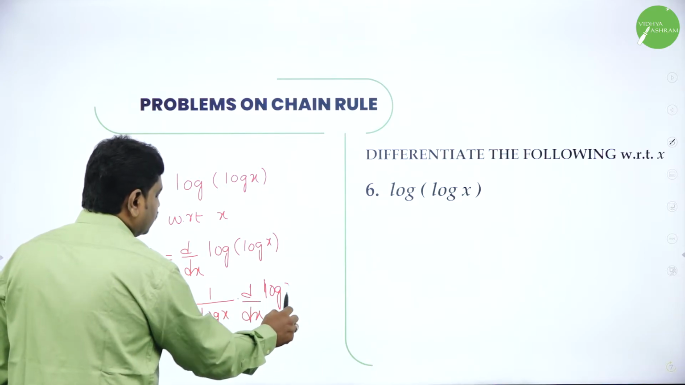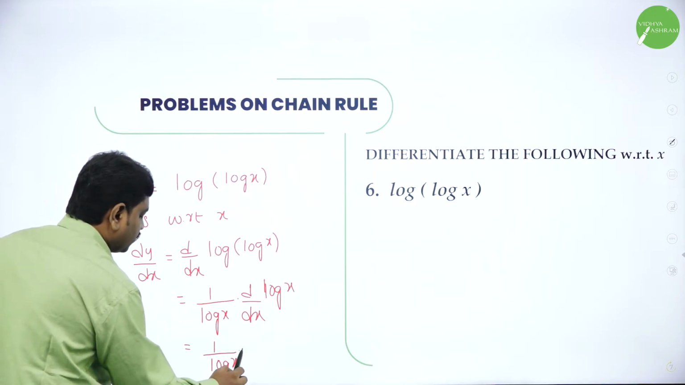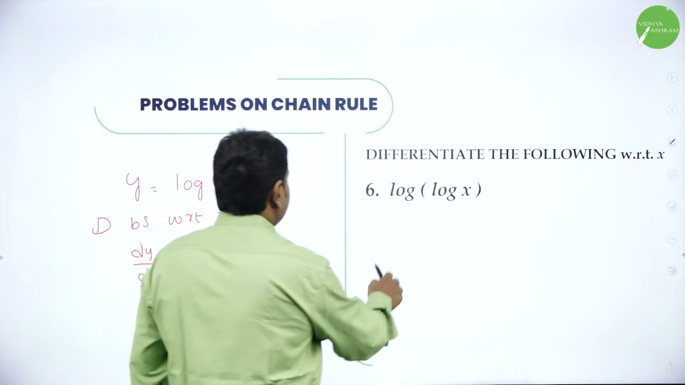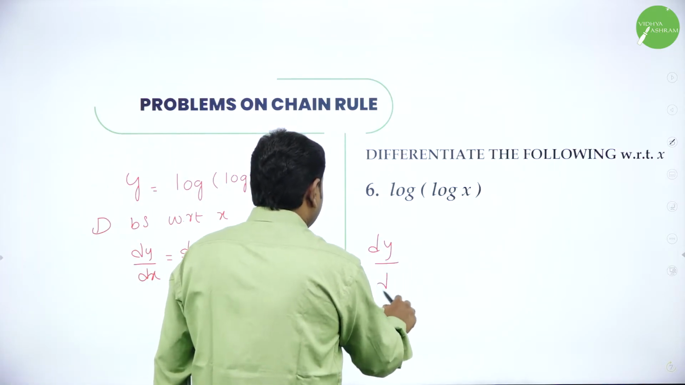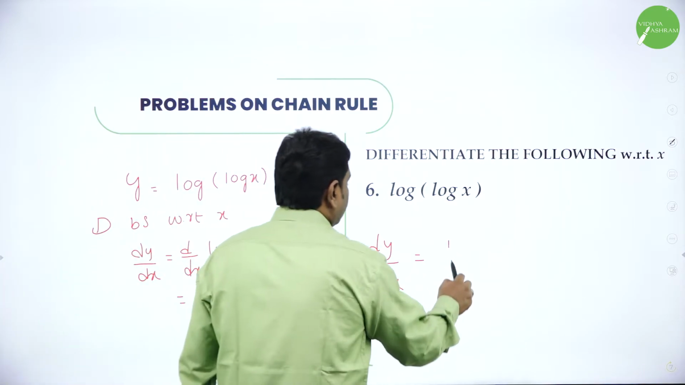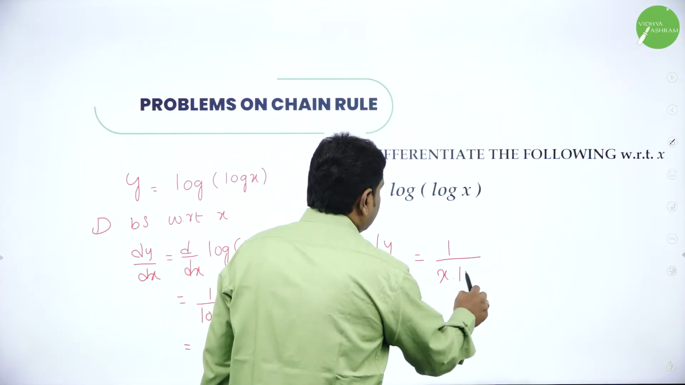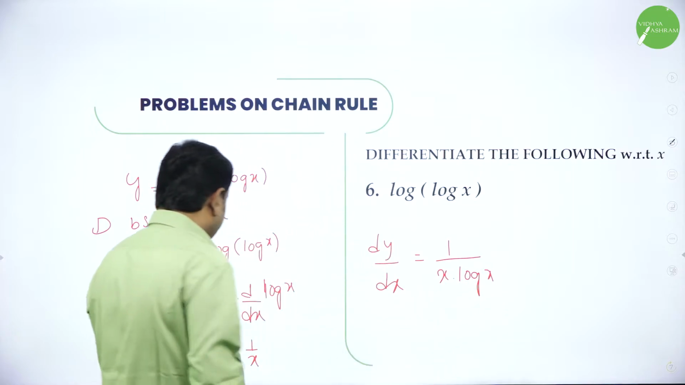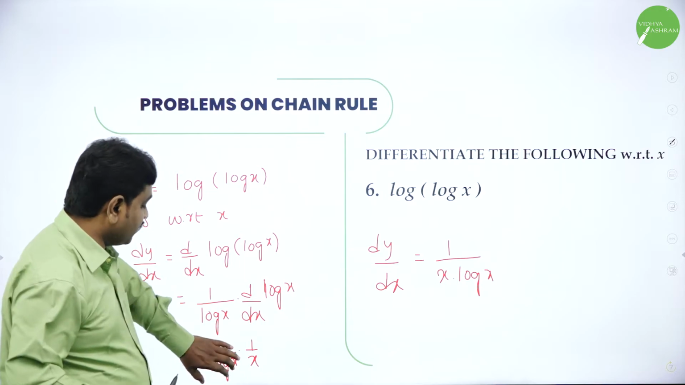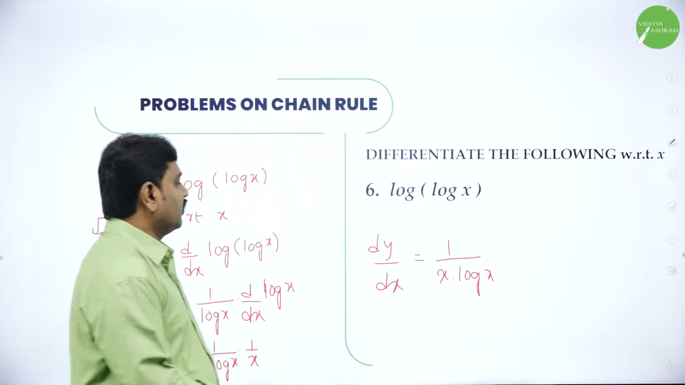So that is 1 by log x into derivative of log x. What is d by dx of log x? 1 by x. So the final result, you multiply. So dy by dx is exactly numerator you multiply. Numerator 1 into 1 is 1 divided by log x into x, or I can write x into log x. And don't make the mistake of multiplying x into x. So don't write log x into x as log x square. Log x is a function, x is a variable. So x into log x you can write, and this is the final answer.